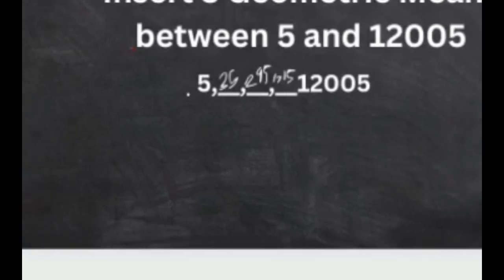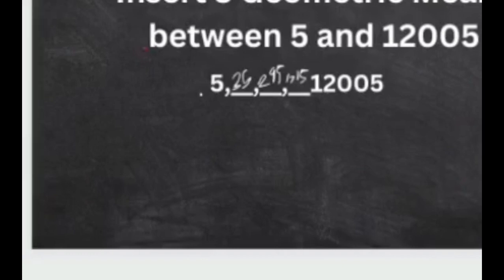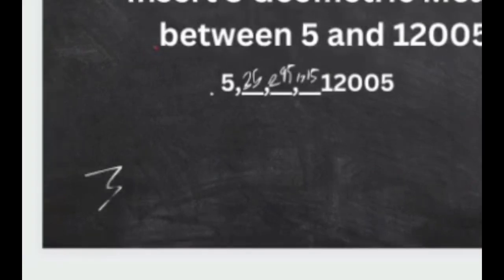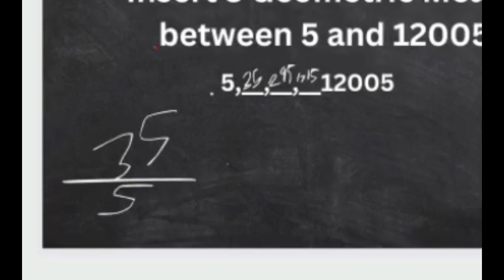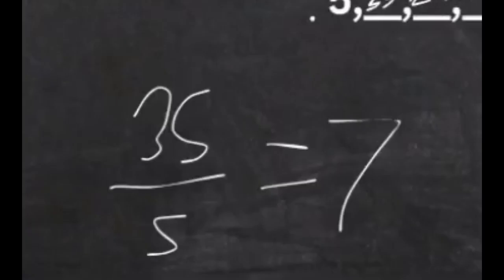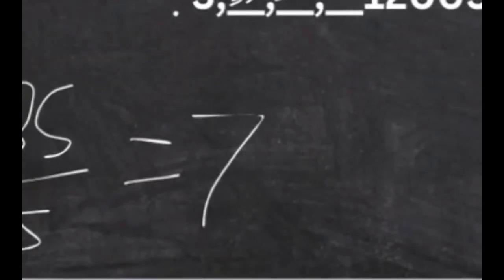So now that we have all of the terms between 5 and 12,005, we need to find their common ratio. So we need to divide 35 by 5. 35 divided by 5 is 7. So 5 and 35, their common ratio is 7.